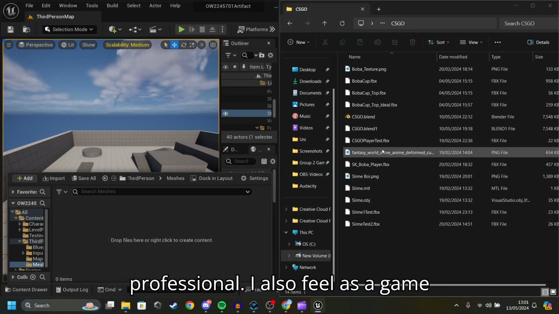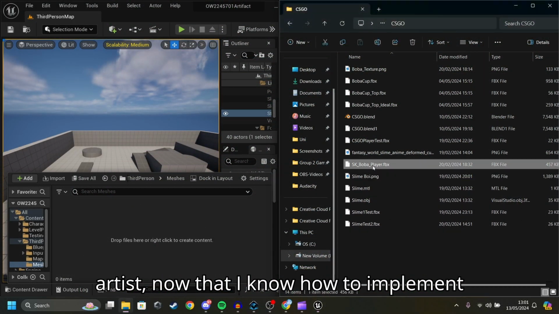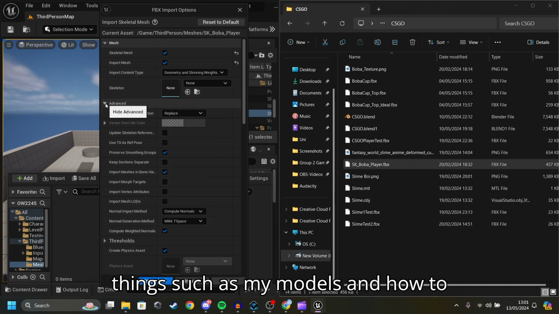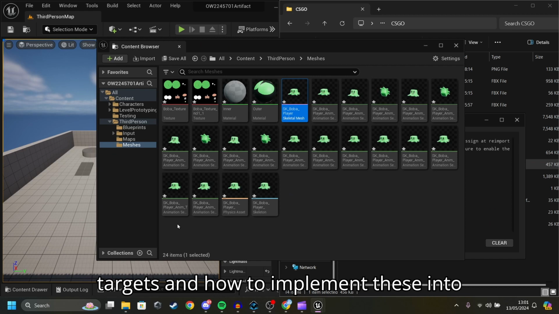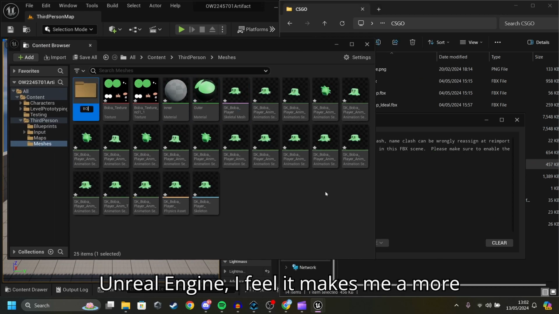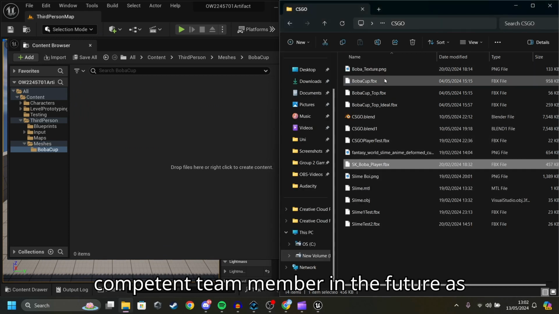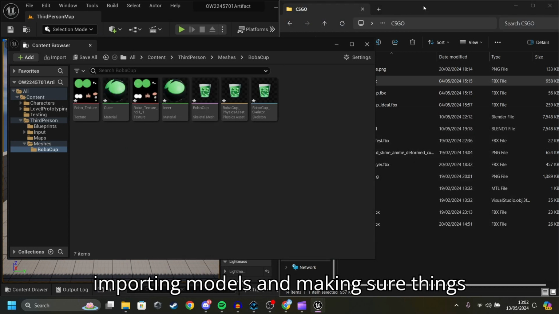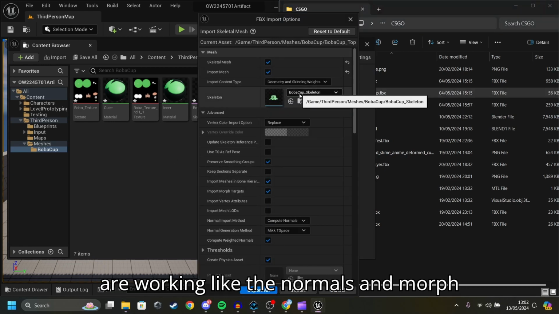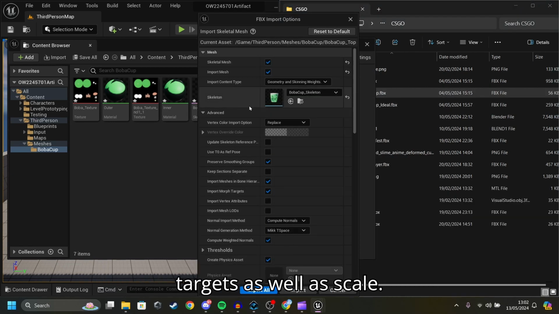I also feel, as a game artist, now that I know how to implement things such as my models and how to import things like animation and morph targets and how to implement these into Unreal Engine, it makes me a more competent team member in the future, as they can rely on me to do things such as importing models and making sure things are working, like the normals and morph targets, as well as scale.